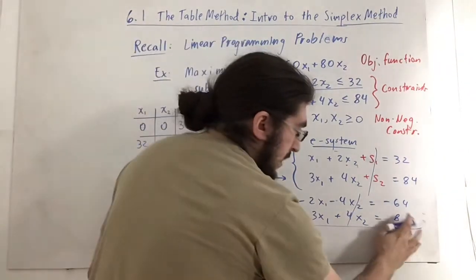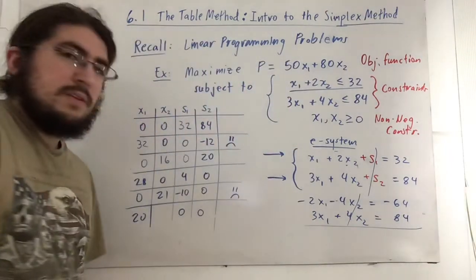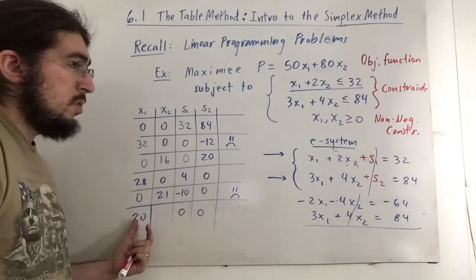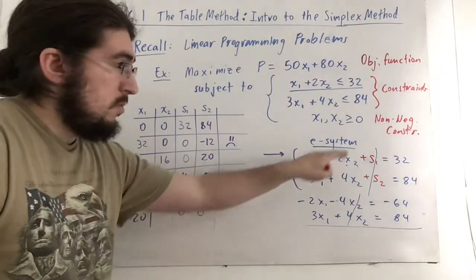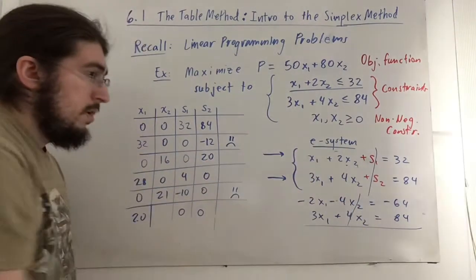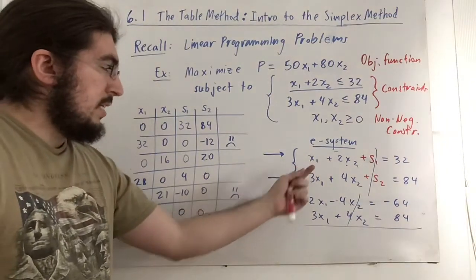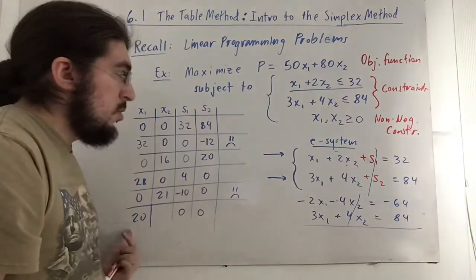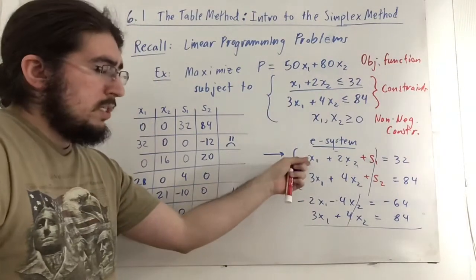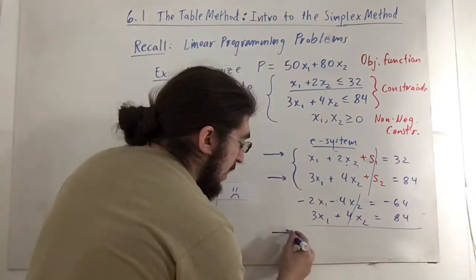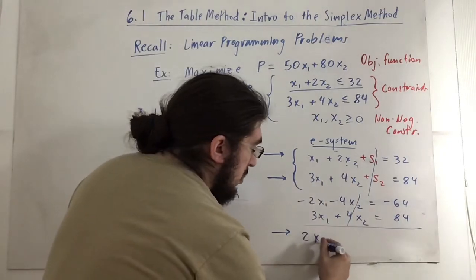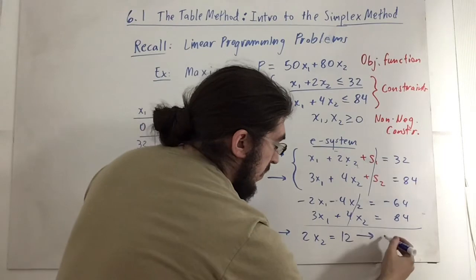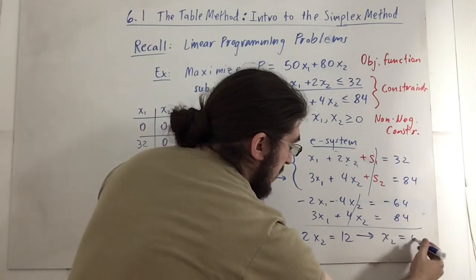I don't know why I keep writing 82. This should be 84. There we go, you get 20. And if you plug x1 equals 20 back into either of the equations where s1 and s2 are each 0, well, to find x2, I guess let's plug it into this. So if x1 is 20, then we're going to get 2x2 is equal to 32 minus 20, subtracting it to the other side, dividing by 2, x2 would be 6.